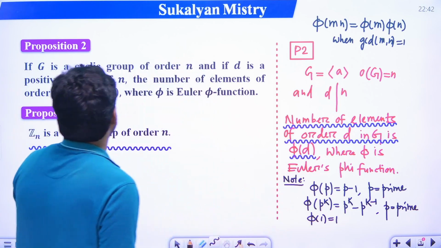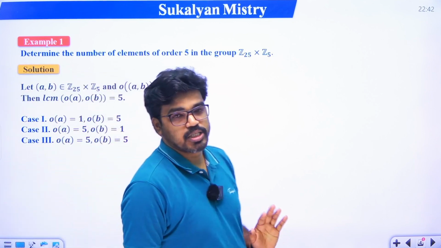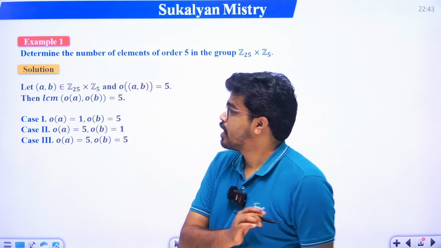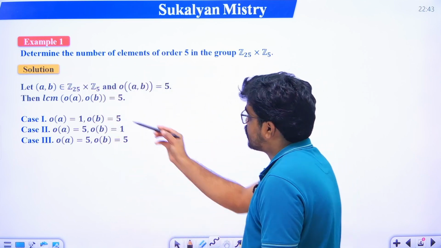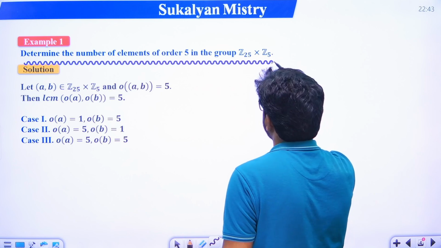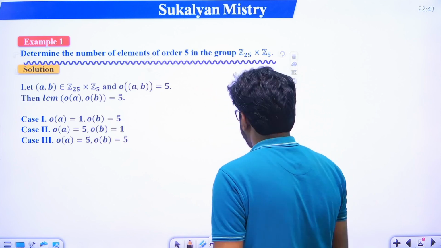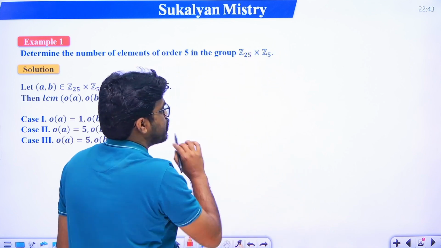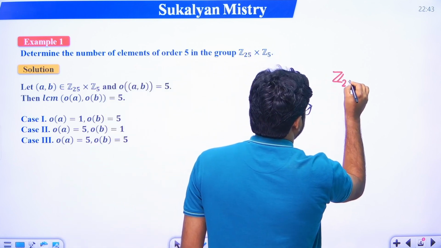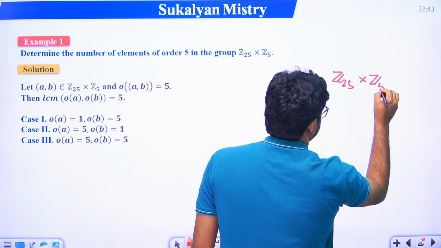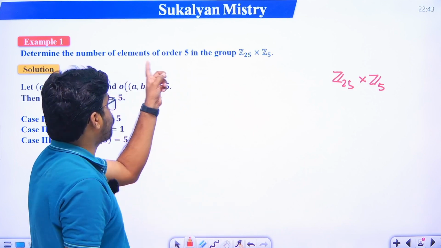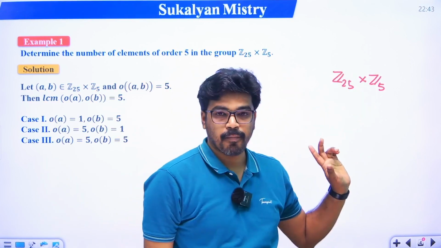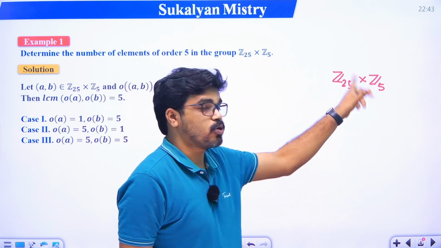So now we discuss an example. Just note this problem first. If you can understand this problem, you can solve the remaining problems yourselves. Determine the number of elements of order 5 in Z25 cross Z5. So what is the group here? Z25 cross Z5. We have to find the number of elements of order 5. That means how many elements of order 5 will be in this group.